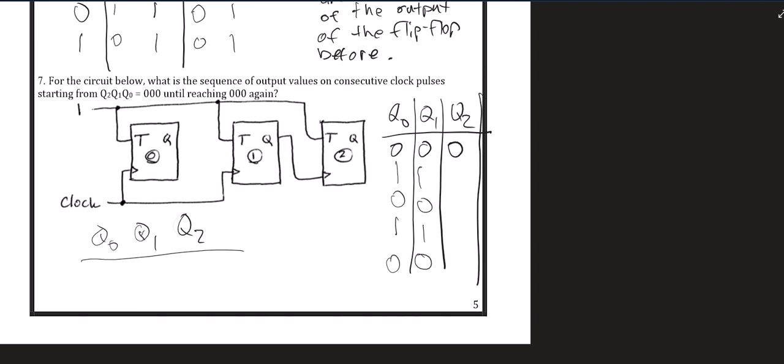So Q2 is the one that's tricky. So let's look at Q2. On this one, the input is Q1. So the clock is 1, so it will toggle. On the next one, the clock is 0, so it won't toggle. On the next one, the clock is 1, so it will toggle. And on the last one, the clock is 0, so it won't toggle, and we're back to 0, 0, 0.